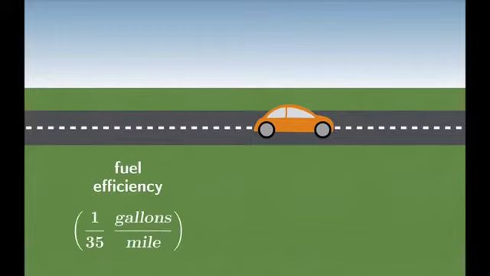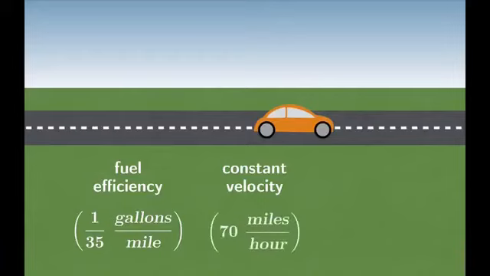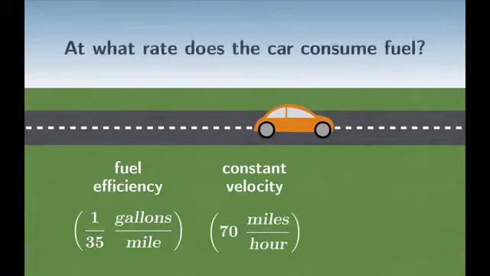We'll start with a problem that you could have seen in algebra classes years ago. Suppose a car is cruising down the highway and it has some sort of fuel efficiency. Let's imagine that it burns 1/35 of a gallon of gasoline per mile. Let's also suppose that the car is going at a constant velocity of 70 miles per hour. One question you could ask is, at what rate does the car consume fuel?